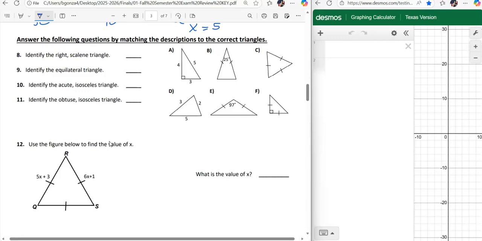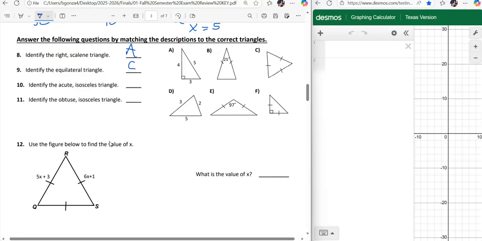8 through 11. Identify the right scalene triangle. So I'm looking for right, which I only see here and here, A and F. But scalene means all the sides are different. So F cannot be it because it has 2 equal sides. 3, 4, 5. Letter A is right scalene. Number 9, identify the equilateral triangle. Equilateral, all equal sides. The only one with 3 equal sides I see is letter C, no pun intended.